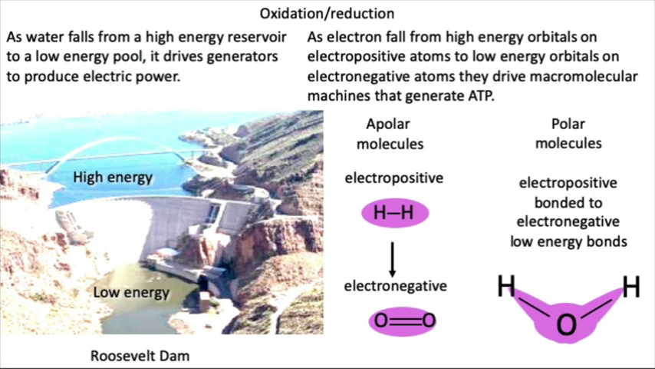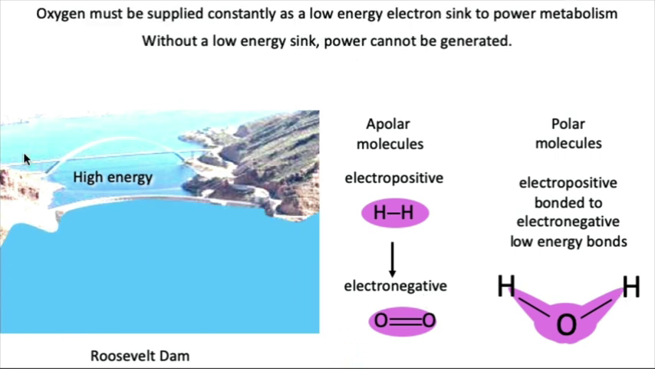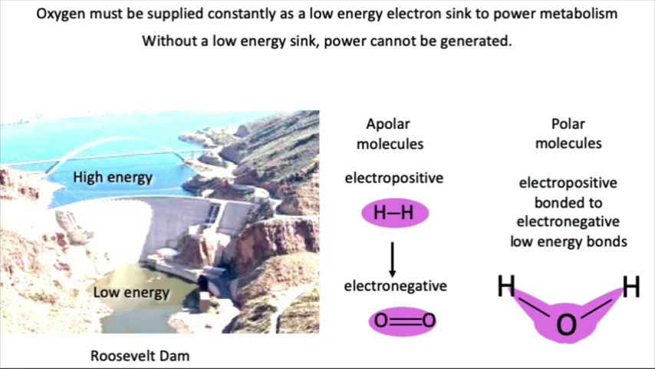And so the question is, why do we need that low energy well? We have high energy, isn't that enough? Well, if we don't have oxygen to accept those electrons, or if we don't have a low energy reservoir, then the water can't fall and turn the wheels. You have to have a high energy reservoir and a low energy well to fall into. In fact, I think it's obvious that the low energy well is as important as the high energy well. You need both. And that's why we have to have oxygen. That is why we breathe.